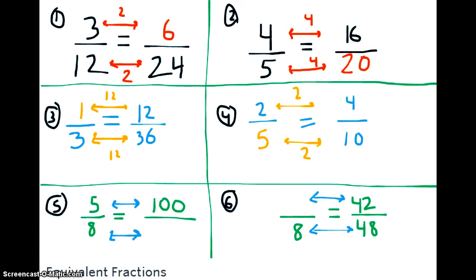Alright guys, now you give it a try with numbers 5 and 6. See how well you can do. Remember, for starting smaller to bigger, we want to multiply. For starting big to go smaller, we want to divide.